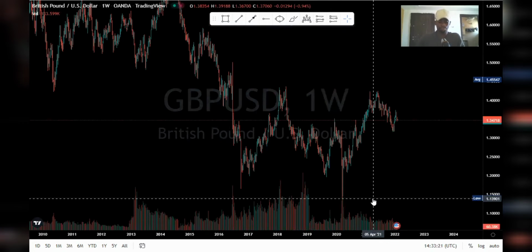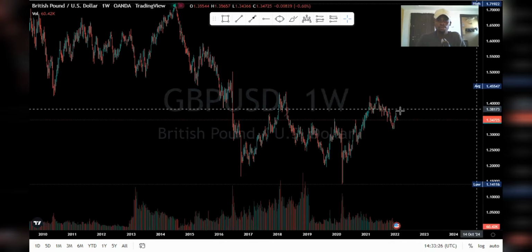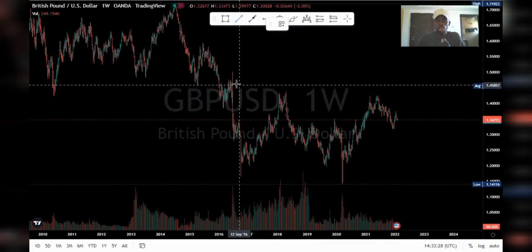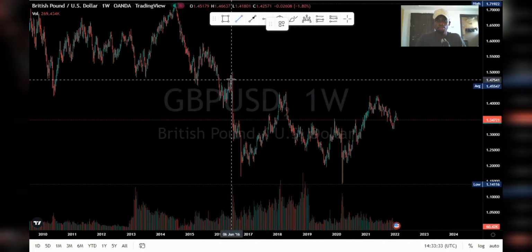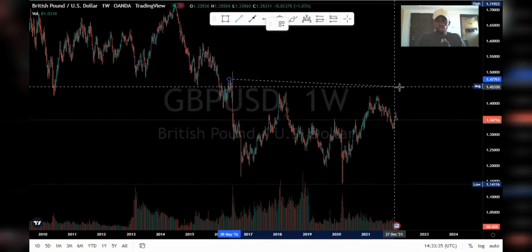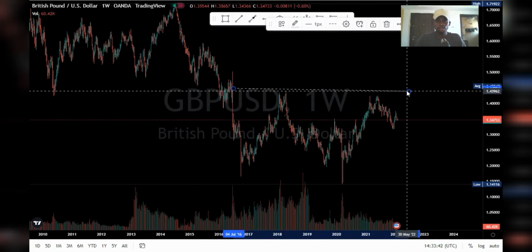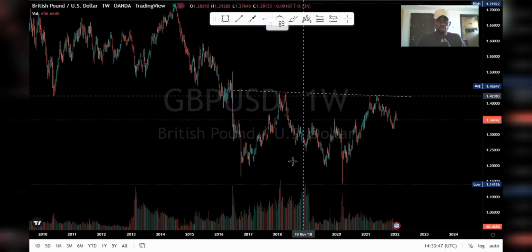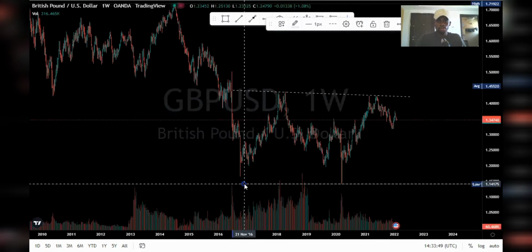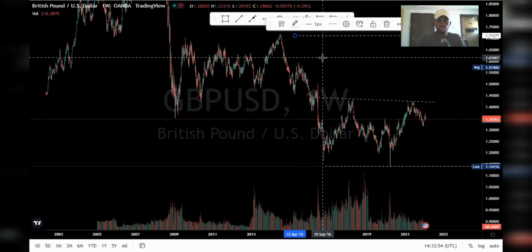So now, I did start my analysis from the weekly time frame. On my weekly time frame, what I want to look out for is a structure. I want to see what is actually happening. So one, I need my highest point, and I need my lowest point as well. This is my lowest point, and this is my highest point so far.